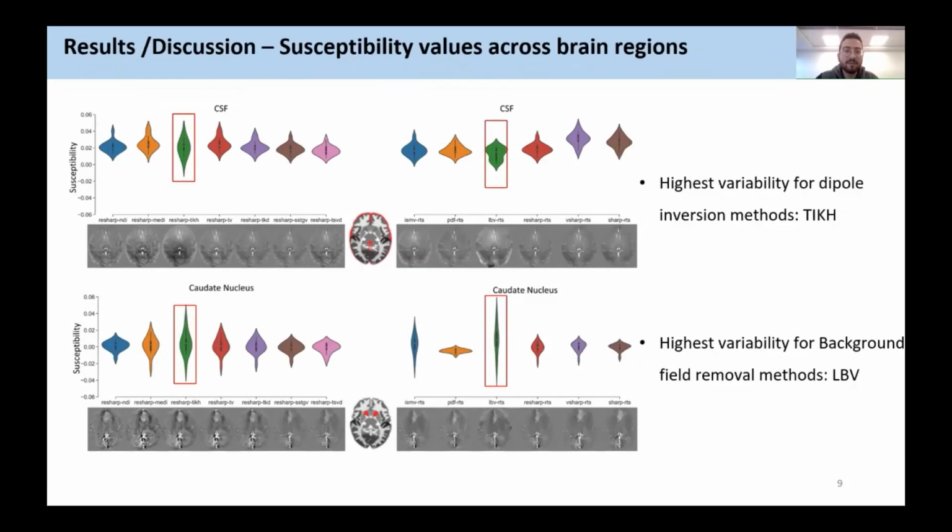The susceptibility values were compared using a violin plot that represents the susceptibility values for two regions, the CSF and the caudate nucleus, using all the reconstruction methods in two example patients represented in the rows. The spatial location of the region of interest is represented by the brain in the middle of the reconstruction methods. We can see that for the dipole inversion methods, the TIKH had the highest variability, and for the background field removal, LBV has the highest variability, which indicates that these methods were not consistent in calculating the susceptibility values, and which also can be explained by the random signal dropouts in the corresponding regions.